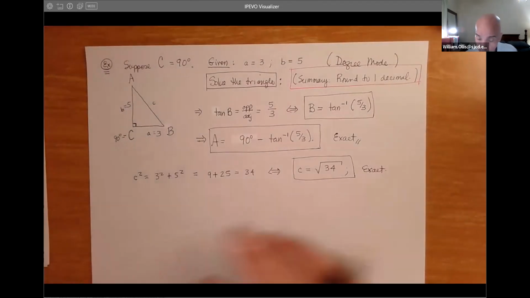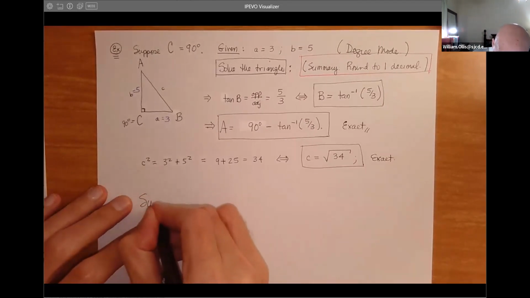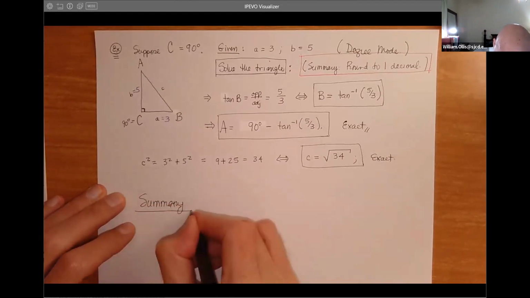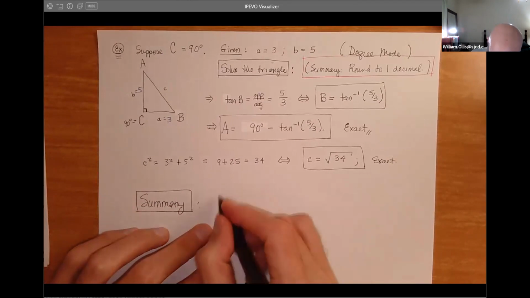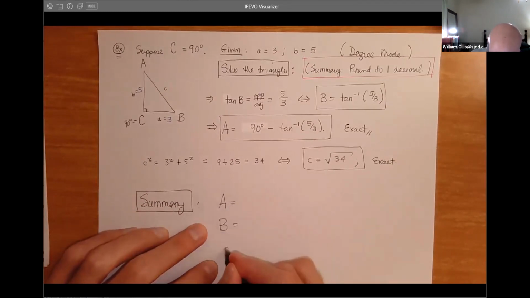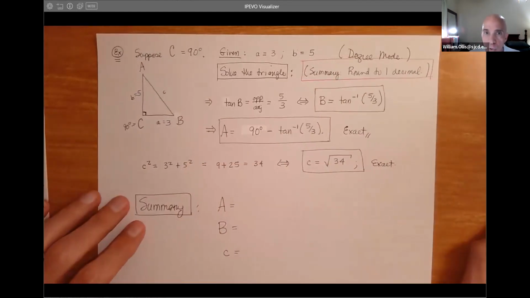So now we can do our summary. We're going to go to our Google calculator, so let's do our summary. Now that we've done the other more complicated problems, this seems actually quite simple. So we're going to have a, b, and c, and of course we'll just do a 1 decimal approximation. So let's go to Google.